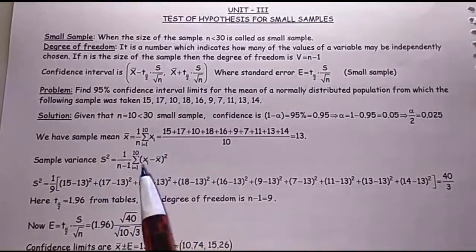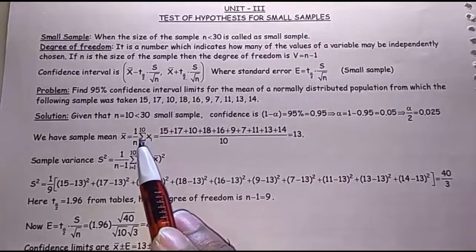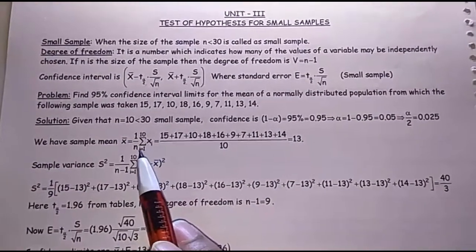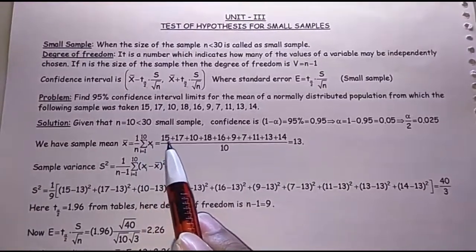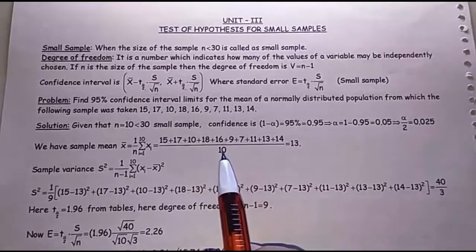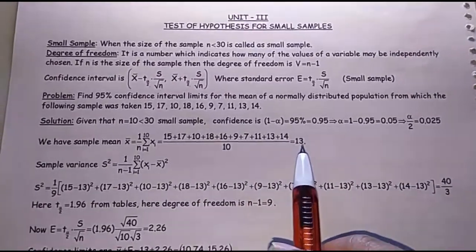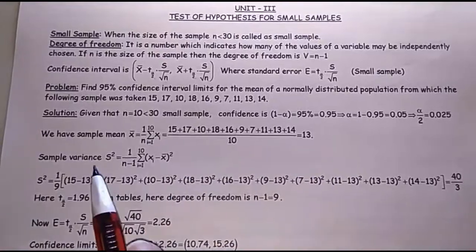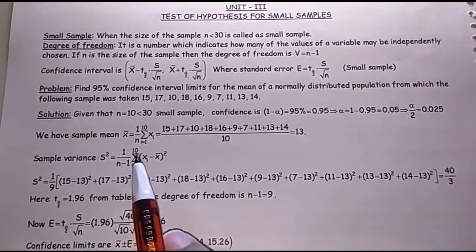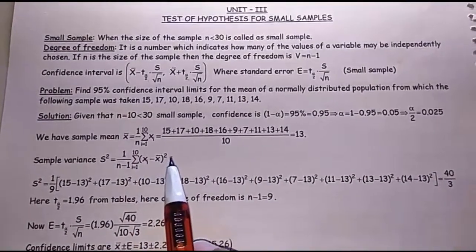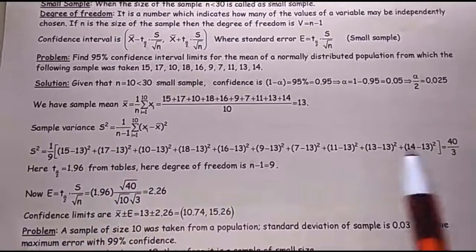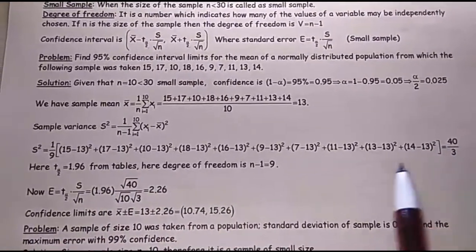Now, the mean of the sample is given by 1 by n into summation i equals 1 to n x i, where n is the size of the sample. Here it is 10. So, the sum of the numbers divided by the total number gives the mean of this sample. And the variance is given by s square equals 1 divided by n minus 1 into summation i equals 1 to 10 of x i minus x bar whole square. Now evaluating this variance gives the value 40 divided by 3.